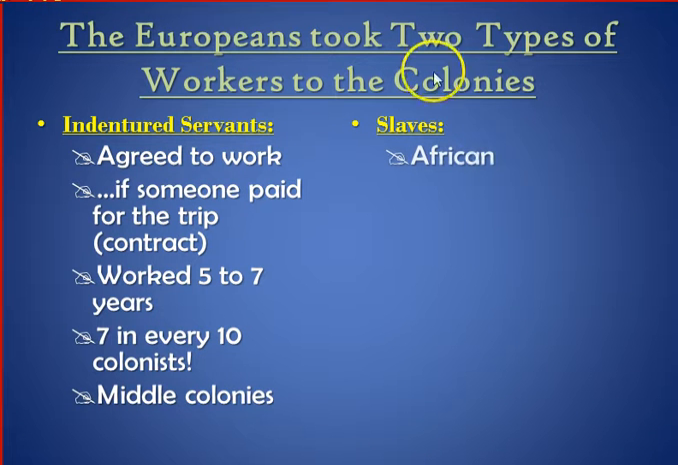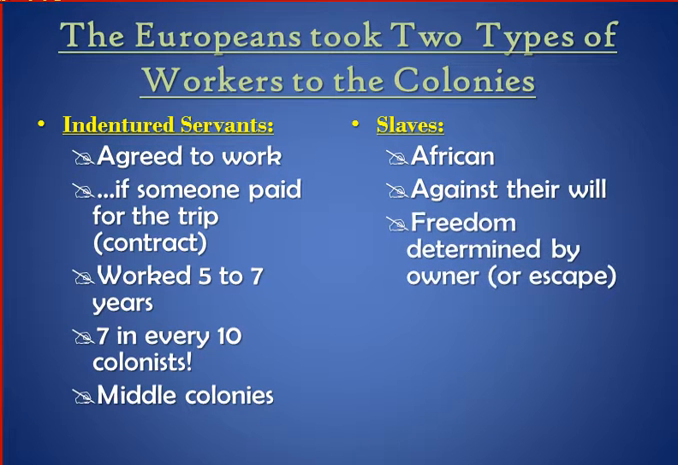Now, slaves, on the other hand, were exclusively African. There were no Caucasian slaves. And of course, we know they were brought here against their will, captured and taken from their families and their homes, and brought to the Americas to be slaves. The slaves could become free only if their owner freed them or by escaping. And we'll talk much more about this later in the year.